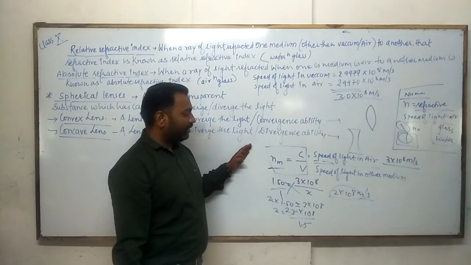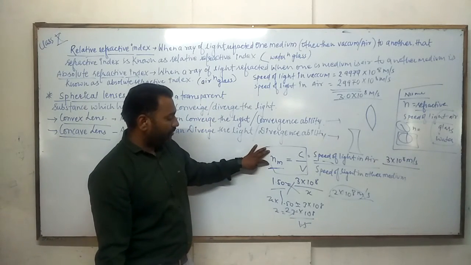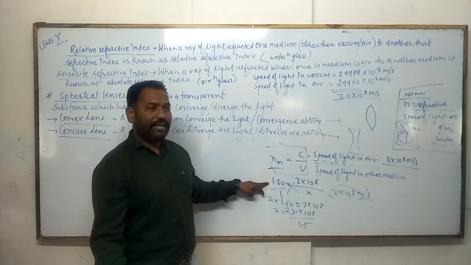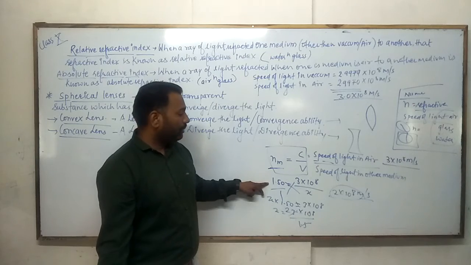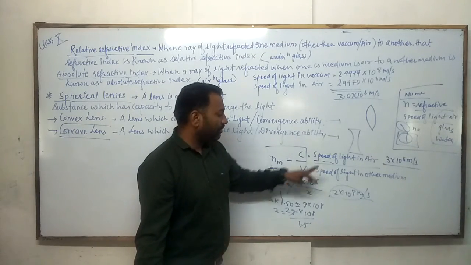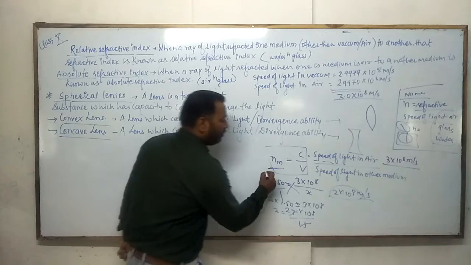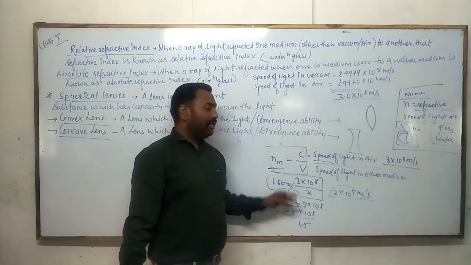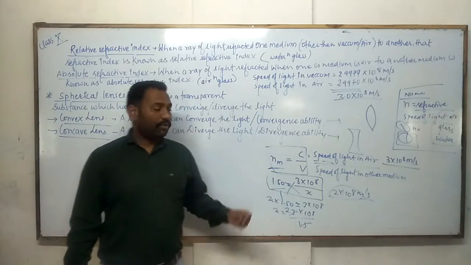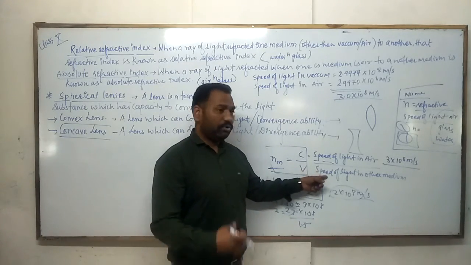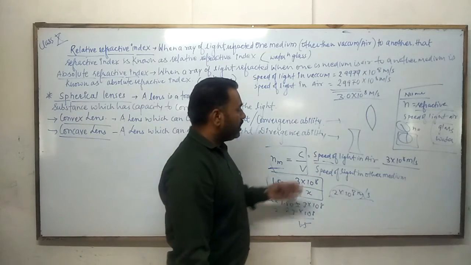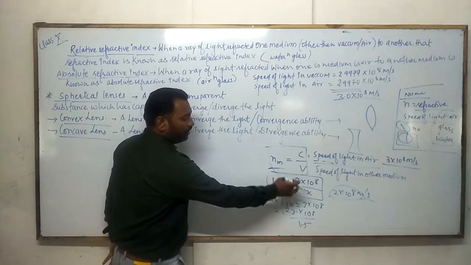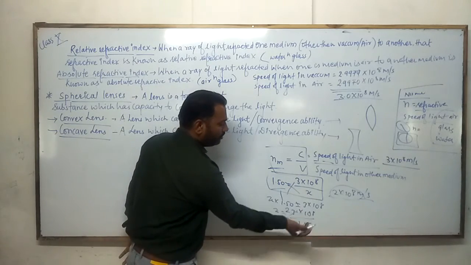So I have already taken one question for that. The refractive index is given for glass as 1.50, for air it is 1.00, and the speed of light in air is given as 3 into 10 raised to power 8. First of all we put the values in the formula n_m equals c upon v. Here c is the speed of light in air, and v is the speed of light in the other medium, which we have to calculate. So 1.50 is equal to 3 into 10 raised to power 8 upon x.